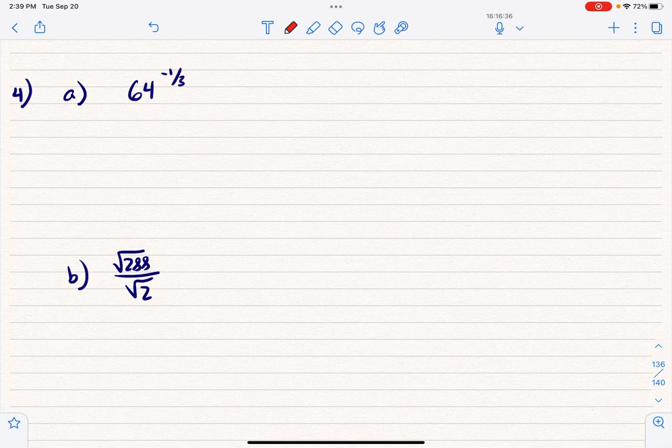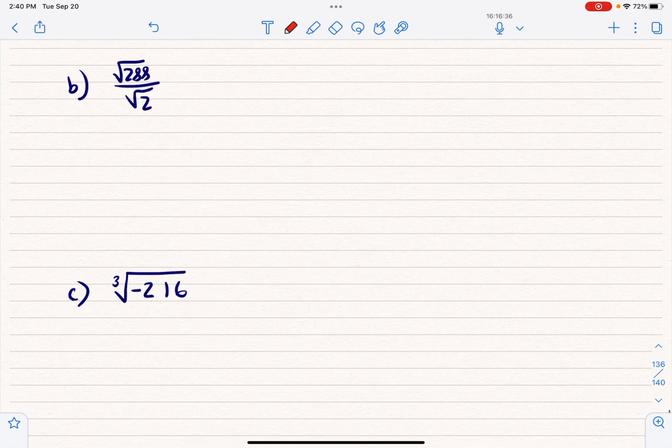All right, number 4. This says 64 to the negative 1/3. First thing you should be thinking about is anytime you have a negative exponent, it always moves. So this is the same thing as 1 over 64 to the 1/3, which is then the same thing as 1 over the third root of 64. And the third root of 64 is 4. So this is just 1 over 4 or 1/4.